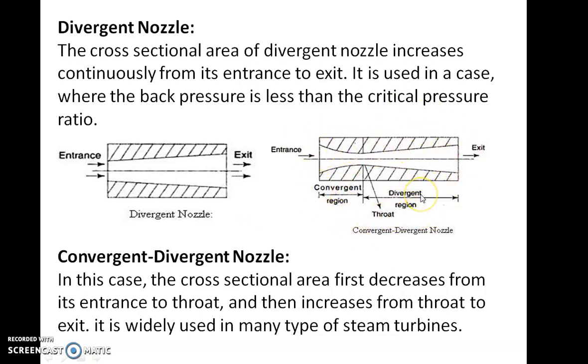So the convergent divergent nozzle is the most widely used type of nozzle, because the steam turbine handles higher pressures among all the turbines. That's why we are going to use the convergent divergent nozzle for such applications. So the pressure range is high for steam turbines.